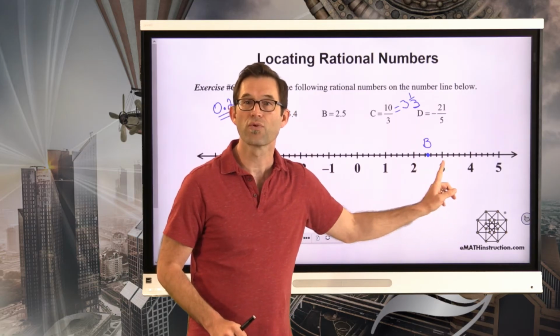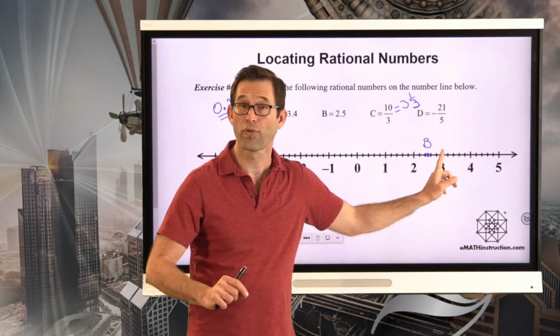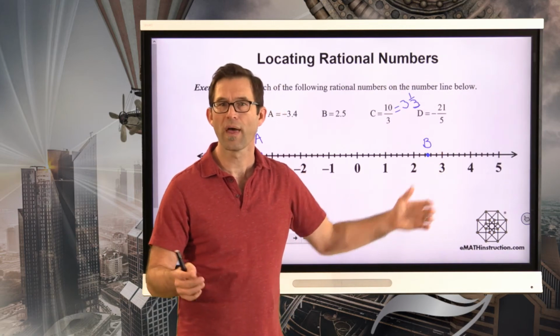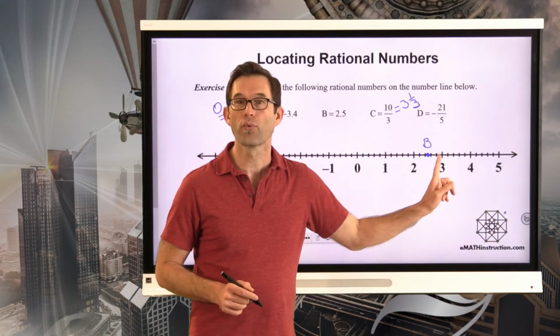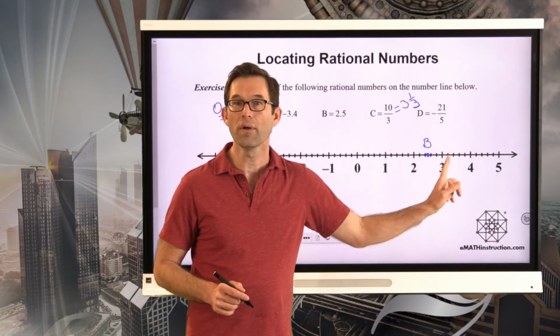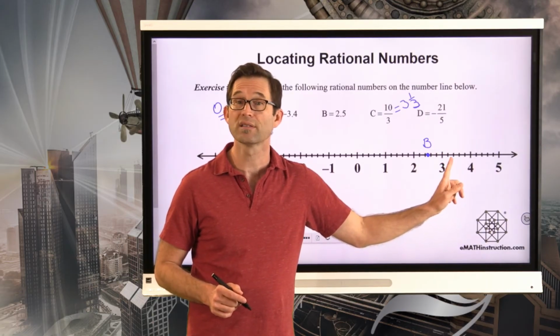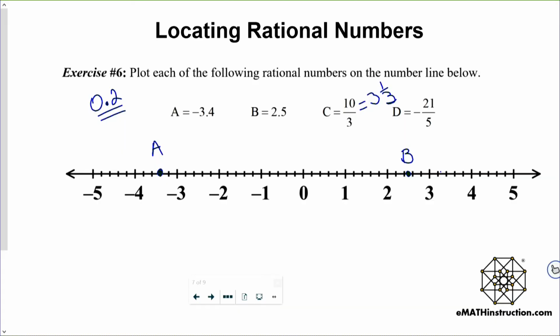3 1/3 is 3.3 with that 3 repeated. Remember that from the last unit? 1/3 is 0.3 repeated. So 3 1/3 would be a little bit more than 3.2, but less than 3.4. So it'd be right about in here, as best as at least I can do it.